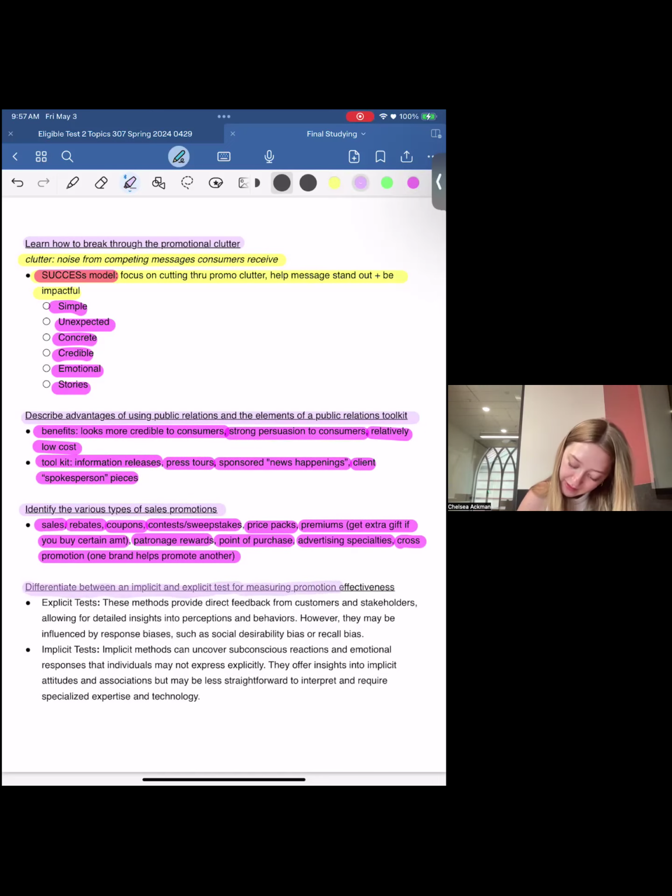Differentiate between an implicit and explicit test for measuring promotion effectiveness. Explicit tests provide direct feedback from customers and stakeholders, allowing for detailed insights into perceptions and behaviors. However, they may be influenced by response bias, such as social desirability bias or recall bias. Implicit methods can uncover subconscious reactions and emotional responses that individuals may not express explicitly. They offer insights into implicit attitudes and associations, but may be less straightforward to interpret and require specialized expertise and technology.